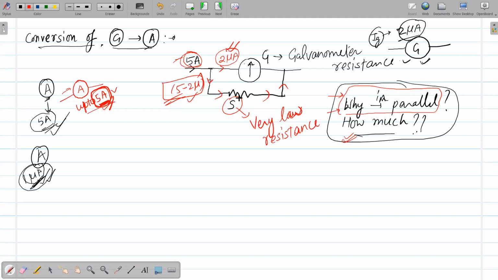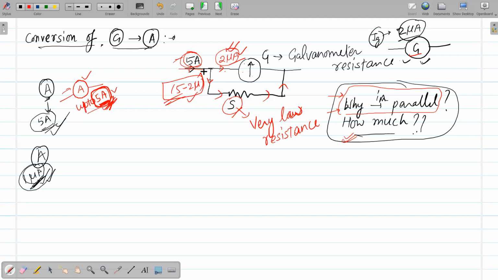But as you can see here, we have a very small resistance, so a very large current will pass through it, right? And what happens now, see this, we have managed it so that when the maximum value of current of the ammeter is passed, only the maximum value of current for the galvanometer passes through the galvanometer. We are actually passing 5 ampere current, but due to this low resistance wire, only the maximum allowed current, that is 2 microampere, passes through the galvanometer. Clear?